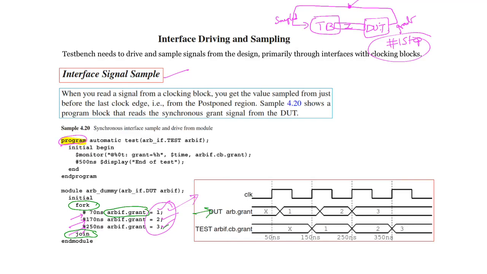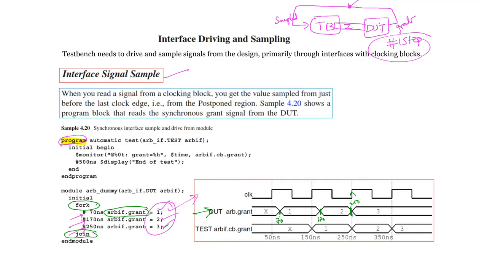this is the signal of interest, DUT arbit.grant. Okay, so this is 50 nanoseconds, this is 70, and this is 150, which will become 170 at this point, and the next 250 is exactly this point, that means the clock edge. So we have applied a grant signal with different values at different times.